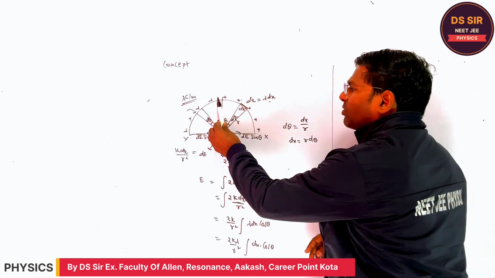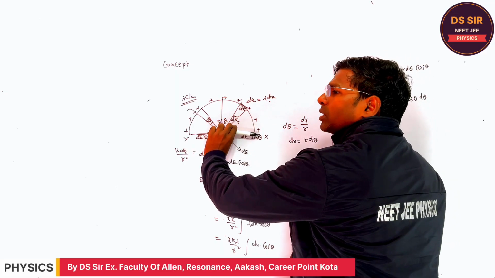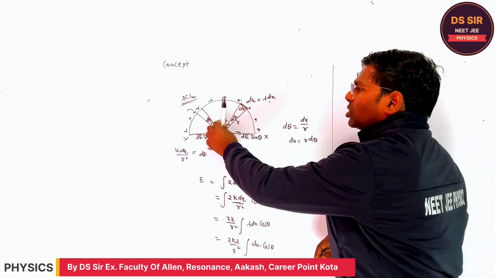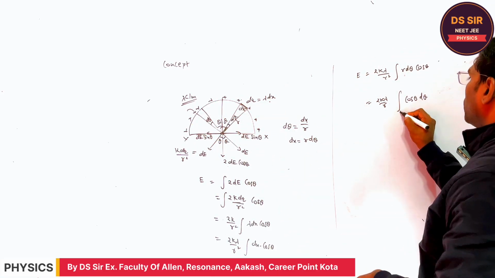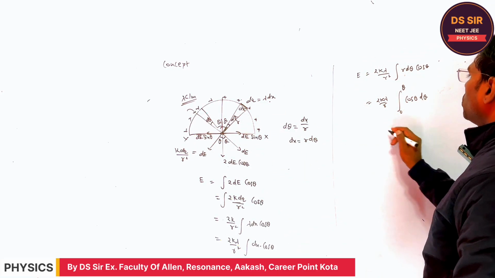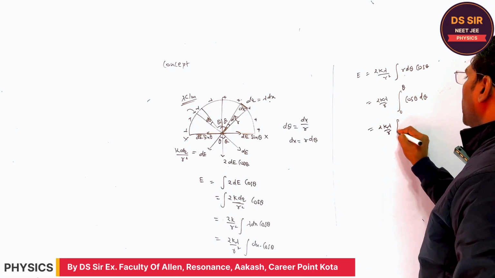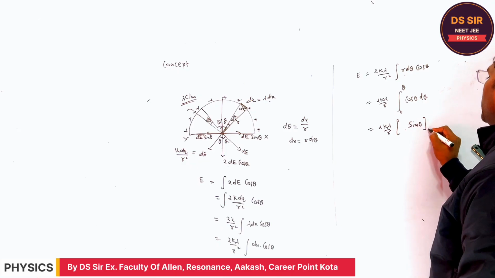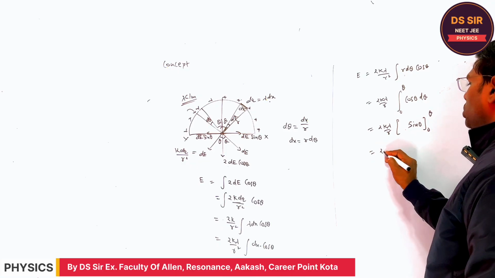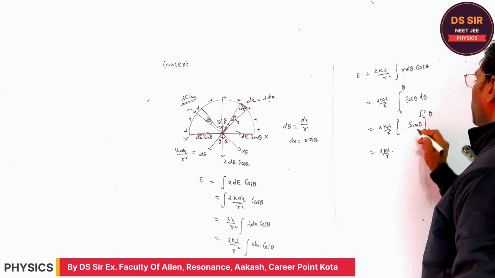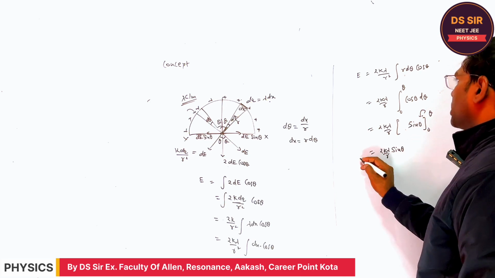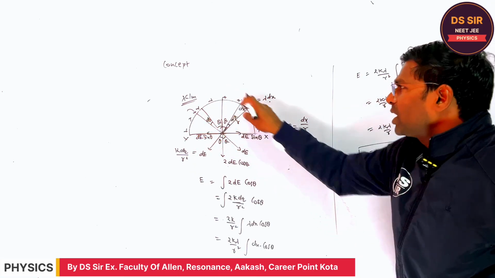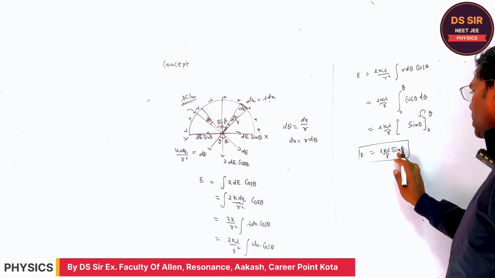And the integration varies from, tell me, 0 to 90 degree. Yeah, 0 to 90 degree in the semicircular ring. So if you write from 0 to theta, then 2k lambda upon r, the integration of cos theta is sin theta from 0 to theta. So this is 2k lambda upon r, you will put sin theta. This is the answer.